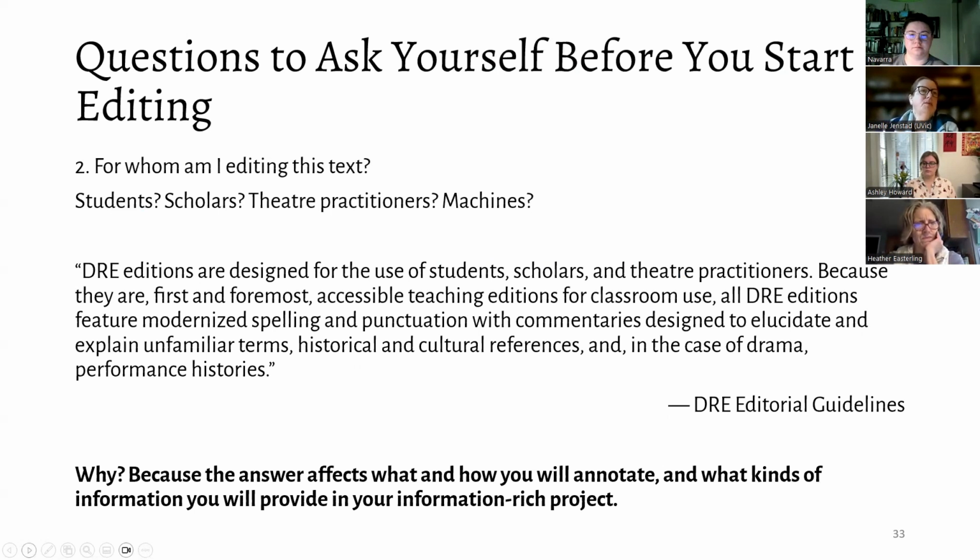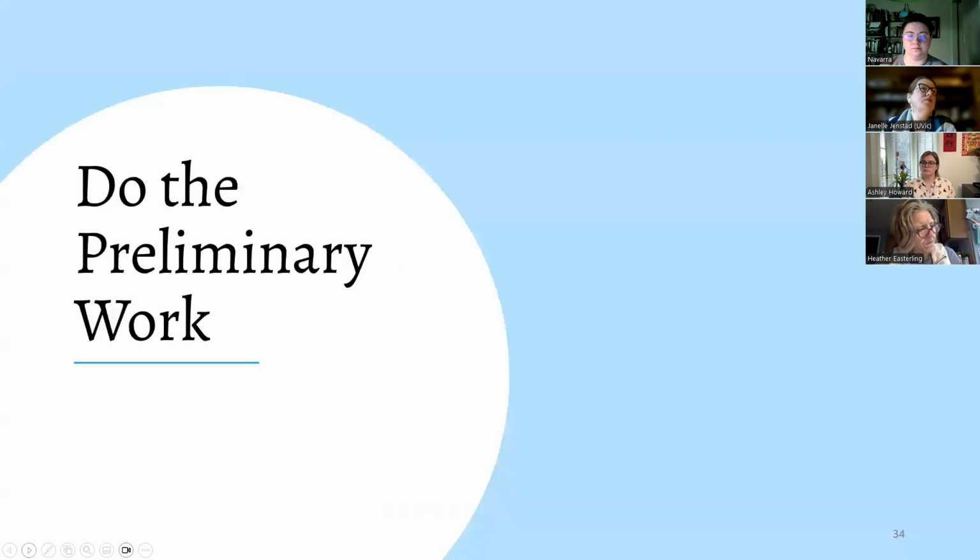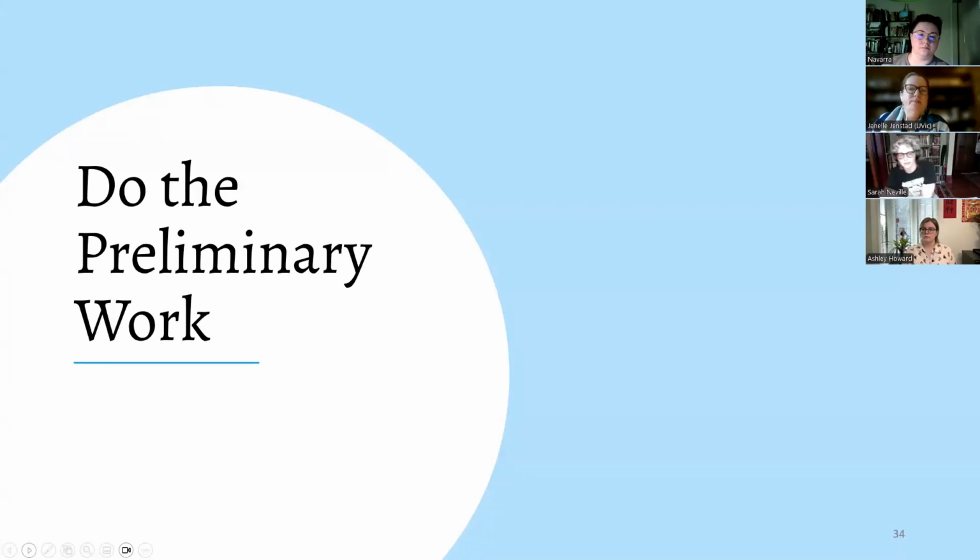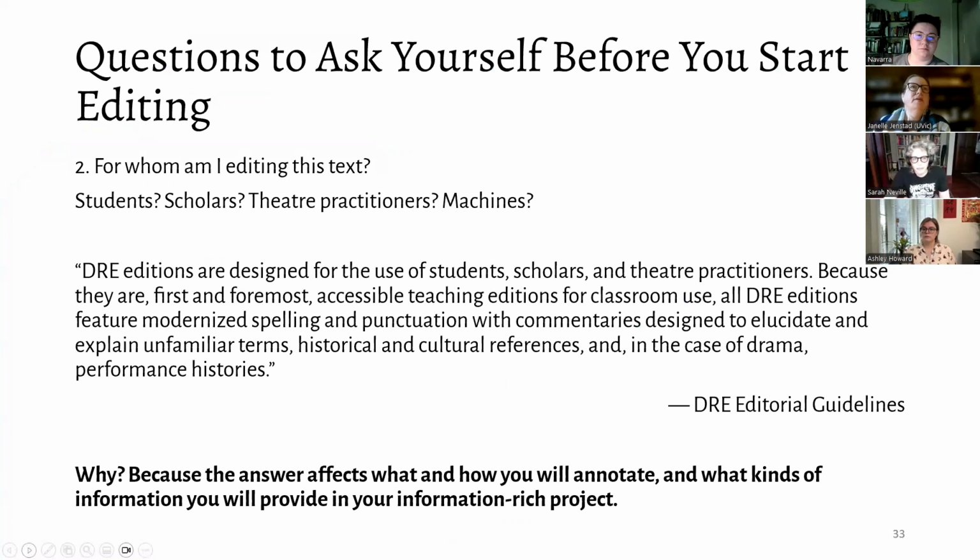Why do you need to think about your reader right away? Because the answer affects what and how you will annotate and what kinds of information you will provide in your information-rich project. So, Janelle, could I jump right in here for just a second? Please. Can you go to the previous slide for a moment? Okay, so this seems on the one hand fairly straightforward and almost so obvious that perhaps it doesn't need to be said. But one of the things that has often occurred in digital editions is a more-is-more approach, especially in the early theorization of digital projects. Let's put it all in because it will be great. Somebody might be able to use it.